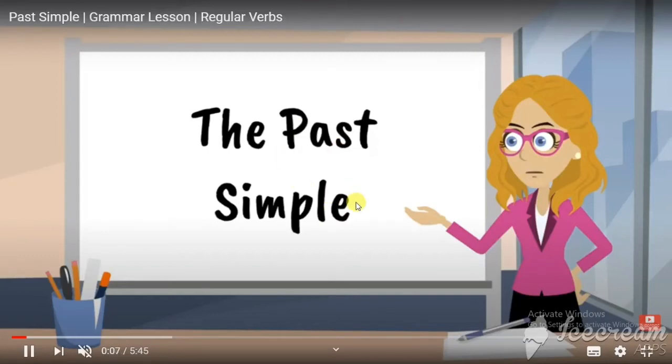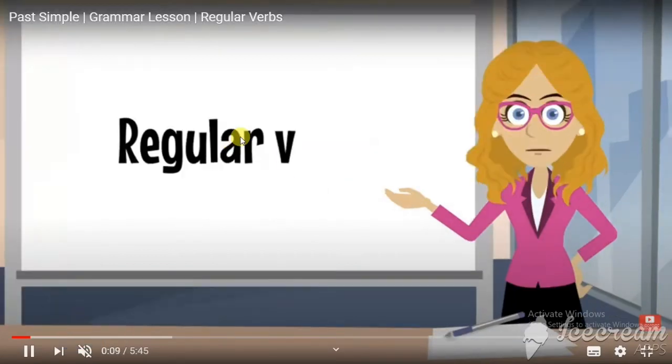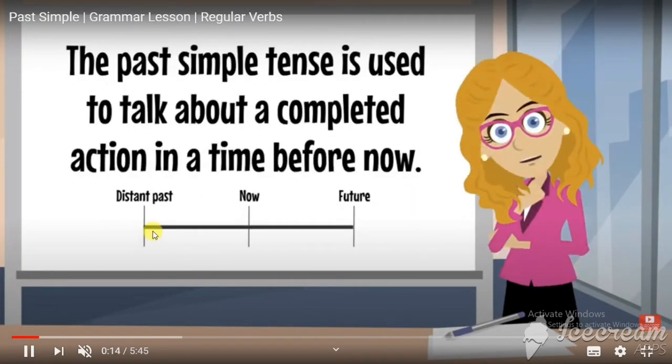I will explain the form and when we use the past simple in regular verbs. We will start with the regular verbs. We use the past simple to talk about an action that happened and finished, started and finished in the past. The action happened at some time before now.